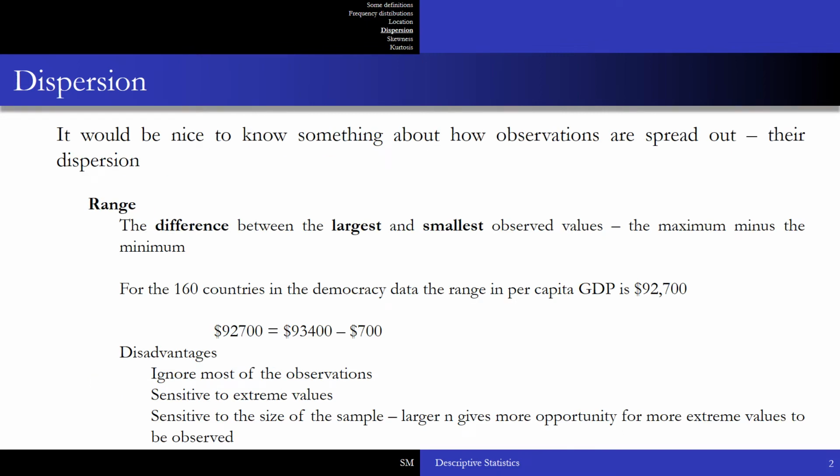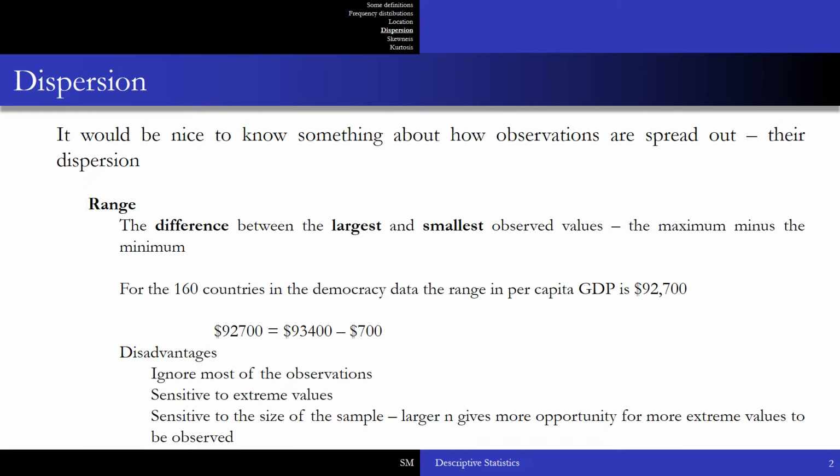It would be nice to know something about how observations are spread out, in other words, their dispersion. Just as there are a number of measures of location, there are also a number of measures of dispersion. We'll look at the principal ones in turn. First of all, the range.